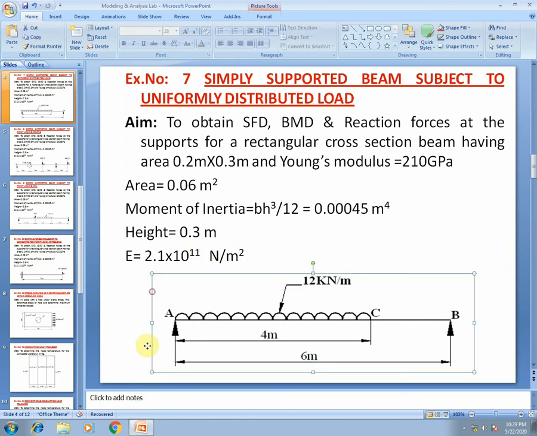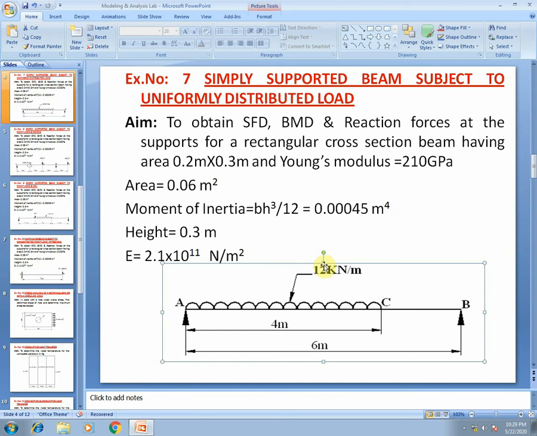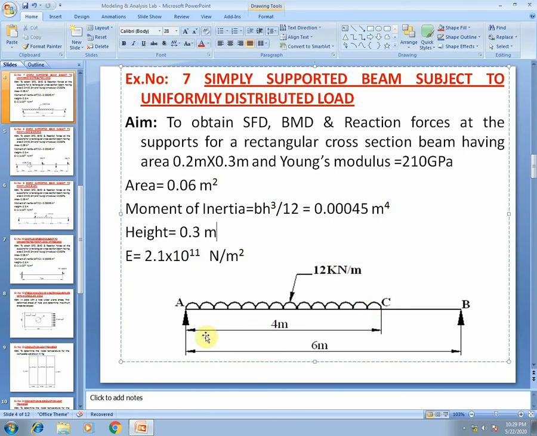This is the drawing of our beam. Points A and B are simply supported, and the load is applied uniformly from A to C, at 12 kilonewton per meter. Now we have to solve this problem. First you have to calculate by the analytical method.